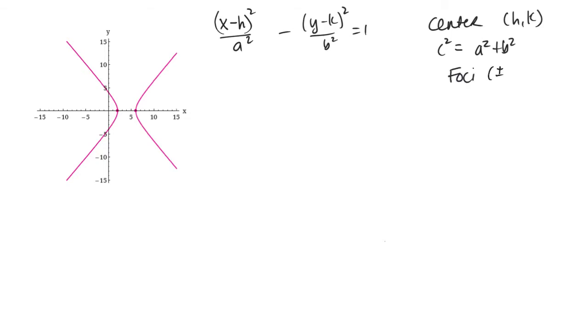are at plus or minus c and 0 for this one because it opens horizontally here. All right, now we're not given the foci, but we are given the vertices, and then from that we can determine that the center would be right here, which is, let's see, 1, 2, 3, that would be at 4, 0.